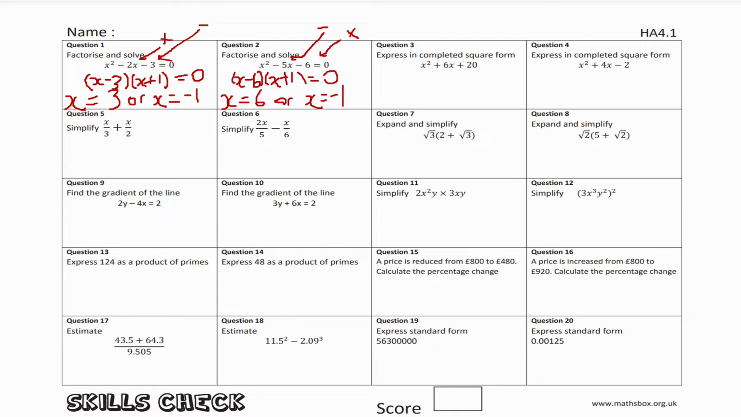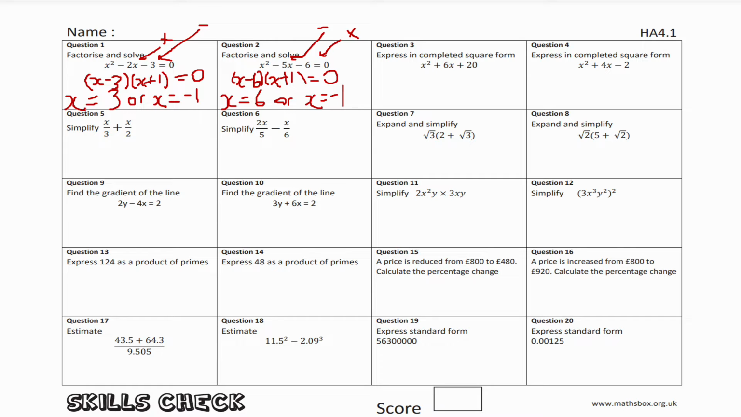And for question 1 and 2, guys, these can appear on both a higher and a foundation paper. So as we go through, I'm going to be explicit and clear on which questions are higher only and which questions are the crossover. But factorizing quadratics and solving quadratics is part of both foundation and higher. So I've seen those appear on foundation and higher tier for AQA, Edexcel and OCR, and also the other examples as well.